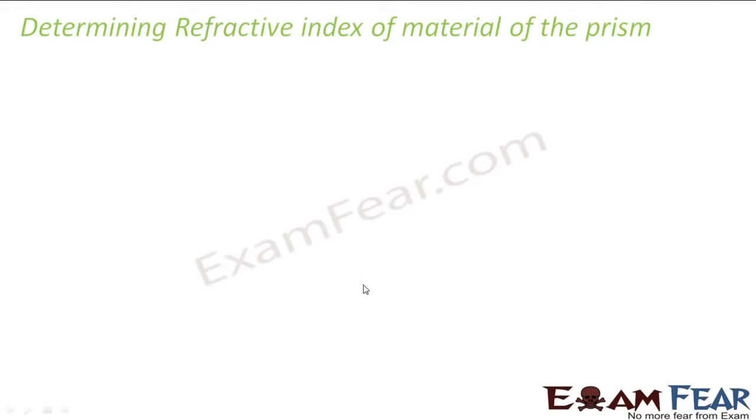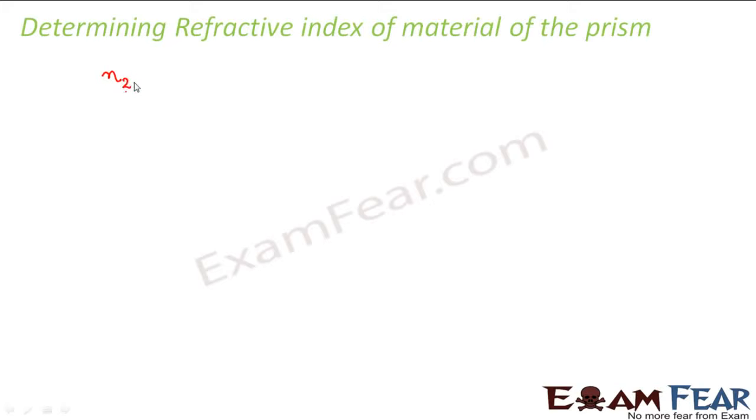So how do we determine the refractive index of the material of the prism? As we know, prisms are made of different materials depending upon their applications. Sometimes it is made of glass, sometimes plastic, sometimes fluoride, and so on. So here is an approach to determine the refractive index of the material of the prism.